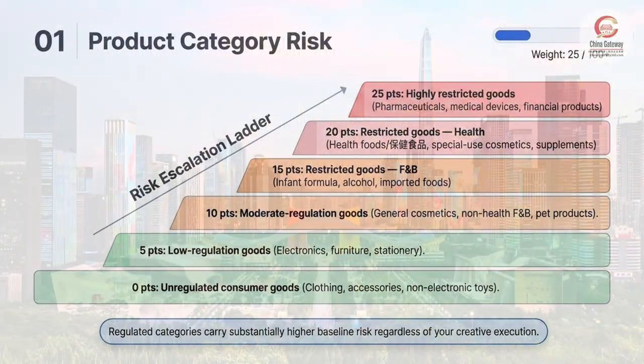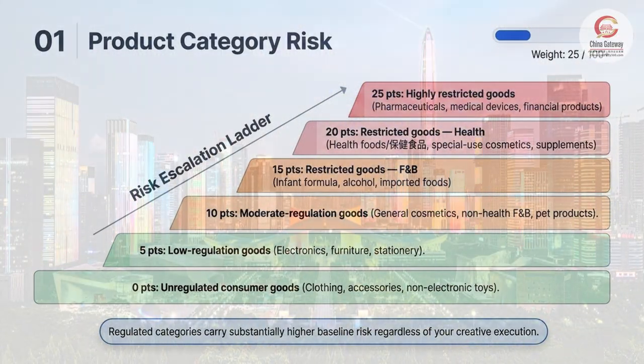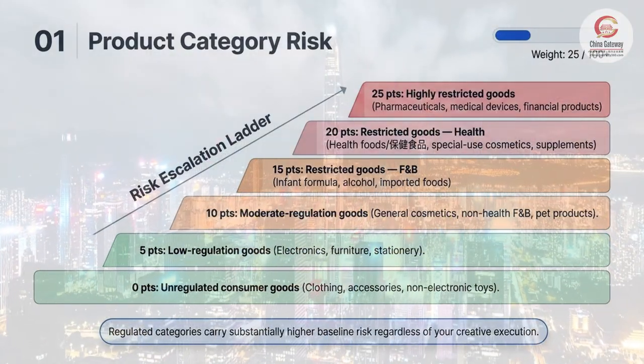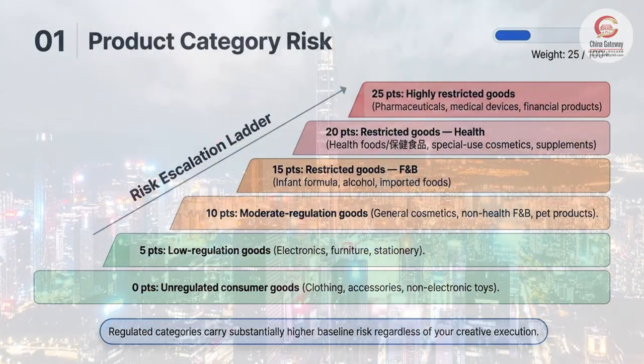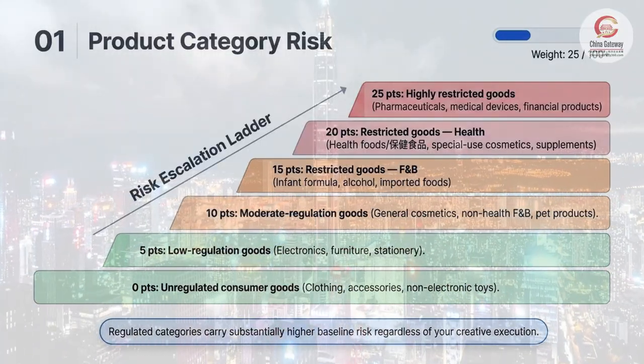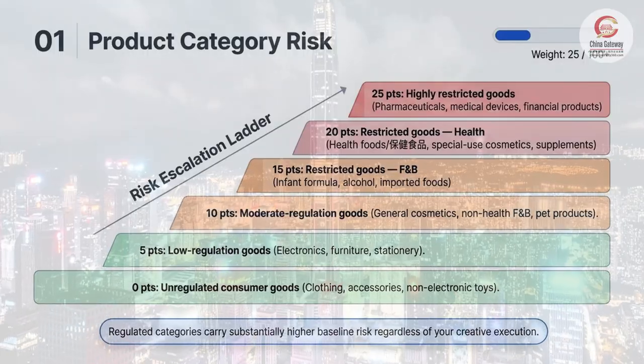Regulated categories carry a substantially higher baseline risk, and that's true regardless of how safe your creative execution actually is. Unregulated consumer goods, think everyday clothing, they start out comfortably at 0 points. But restricted goods like health foods or special use cosmetics, those instantly slap a 20-point burden onto your baseline.